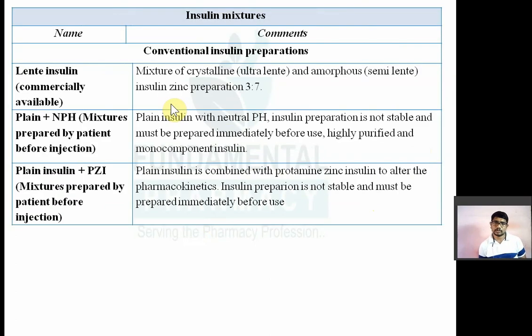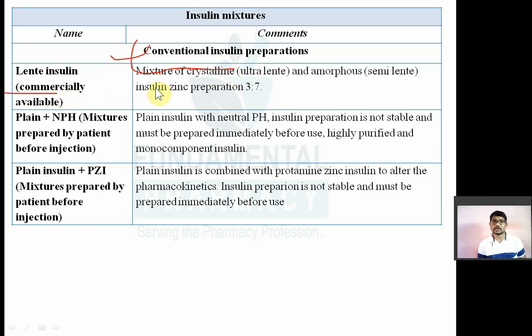Now, different kinds of insulin mixtures. The first one is the conventional insulin preparation, meaning normal insulin preparation. It has types too. First one is lente insulin, which is commercially available.